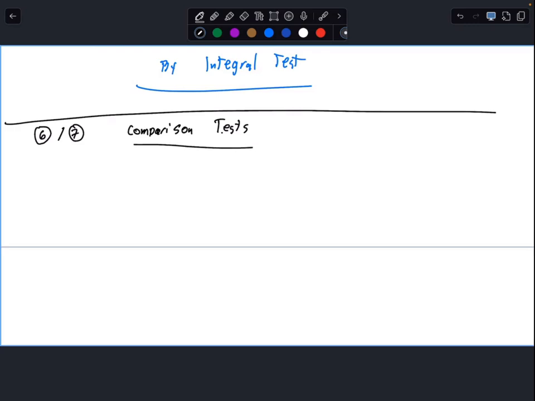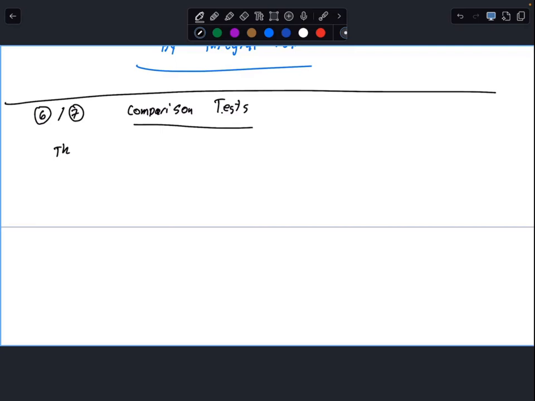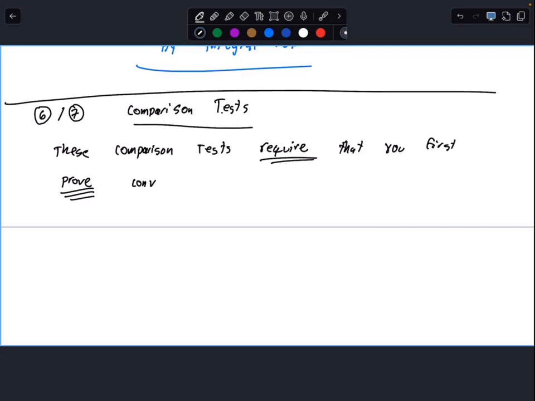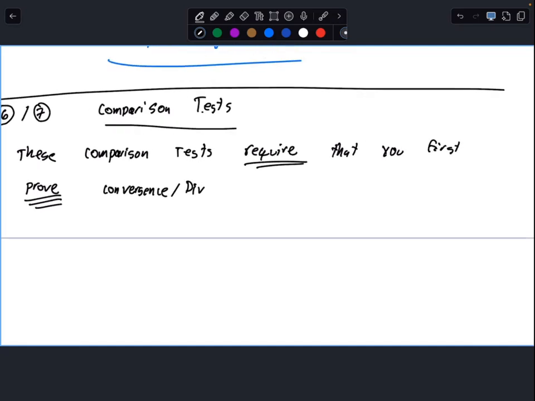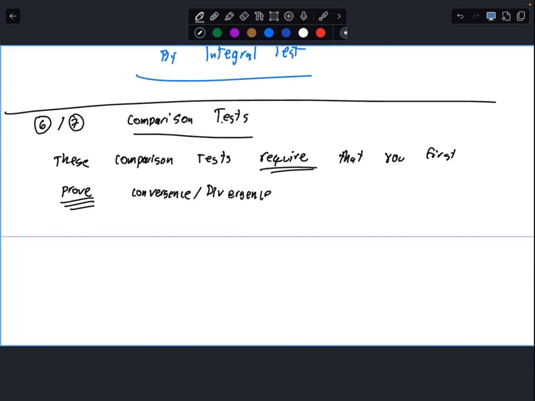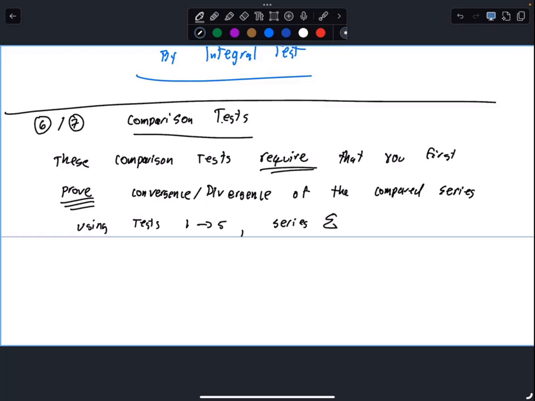Just because I need to note this and I'd rather not note it twice, these comparison tests require that you first prove convergence or divergence of the compared series using tests 1 through 5 for the series, the summation of b sub n.